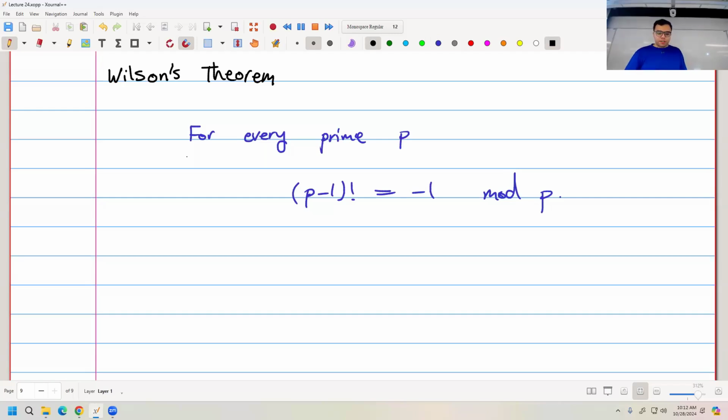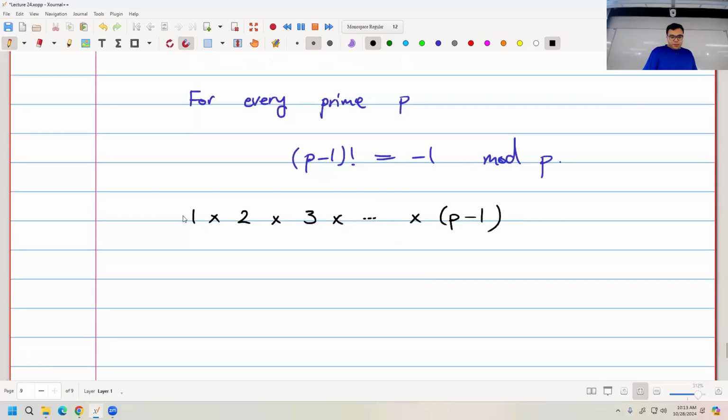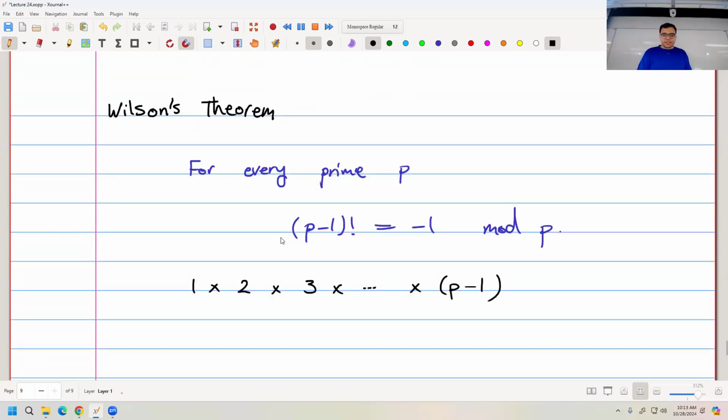So what is P minus 1 factorial? It's just multiplying all the numbers: 1 times 2 times 3, and so on to P minus 1. But forget about the 1 here, because 1 doesn't really do anything in multiplication. And forget about the base cases. So forget about the case where P is 2 or 3. If P is 2, just calculate it, it works. If P is 3, calculate it, it works. So let's say that I only want to prove it when P is at least 5.